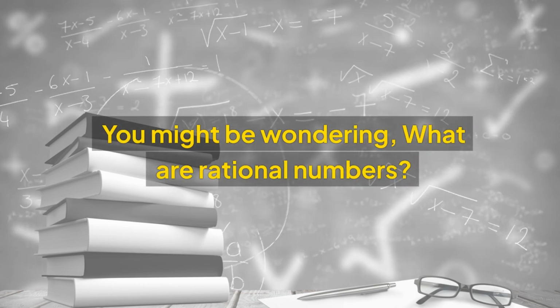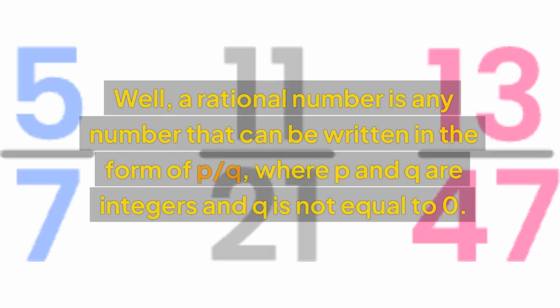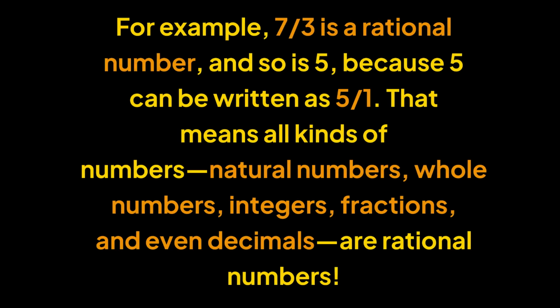You might be wondering, what are rational numbers? Well, a rational number is any number that can be written in the form of p/q, where p and q are integers and q is not equal to 0. For example, 7/3 is a rational number, and so is 5, because 5 can be written as 5/1. That means all kinds of numbers, natural numbers, whole numbers, integers, fractions, and even decimals, are rational numbers.